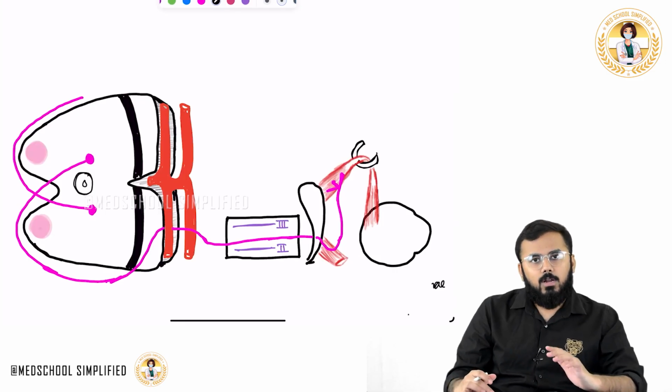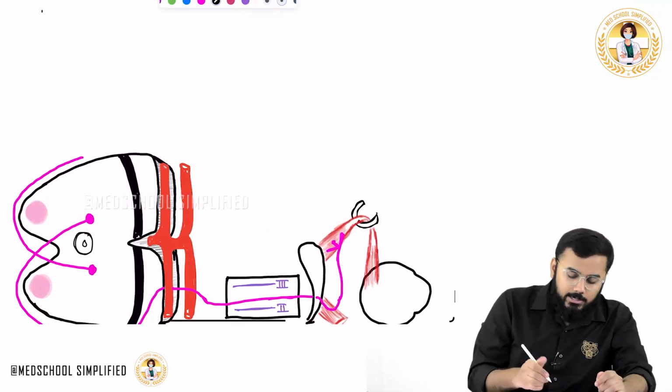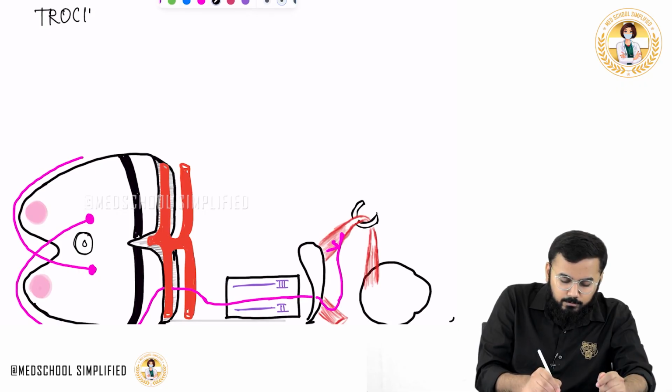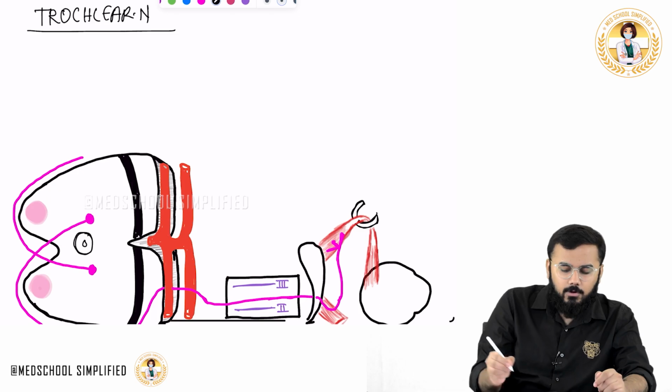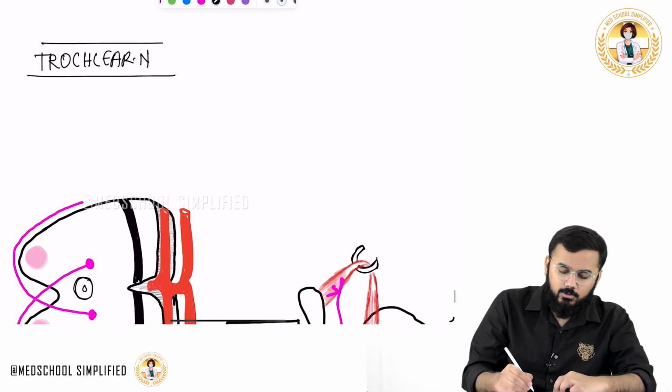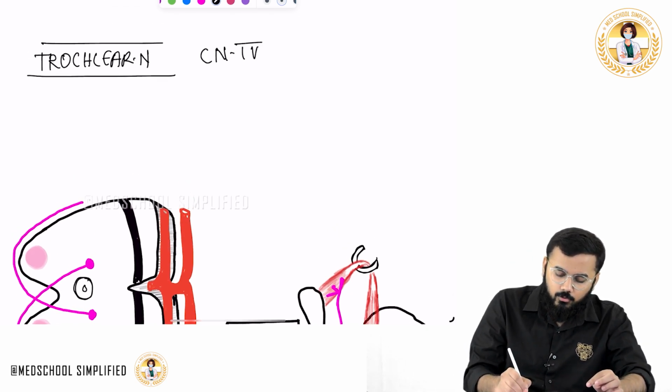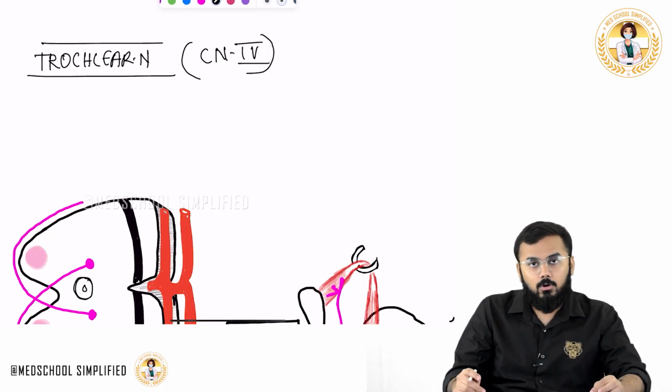So hello guys, now we shall be discussing the branches of the trochlear nerve. When it comes to the branches of the trochlear nerve, first of all you have to know that the trochlear nerve is cranial nerve number 4. So that is your trochlear nerve.